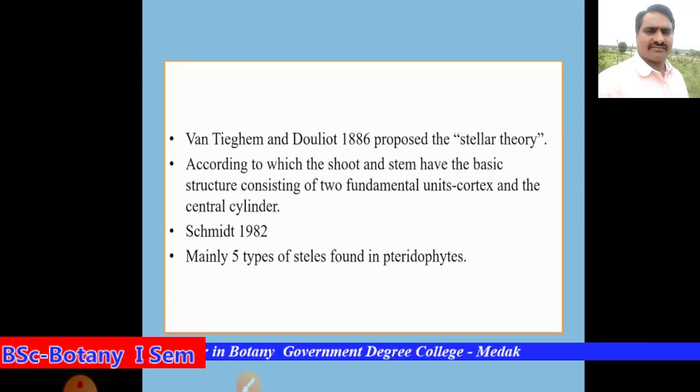Van Tieghem and Douliot in 1886 proposed the stelar theory, according to which the shoot and stem have the same basic structure, consisting of two fundamental units. One is the cortex, the second is the central cylinder. That central cylindrical part is the stele, right? The central cylindrical part is called the stele.